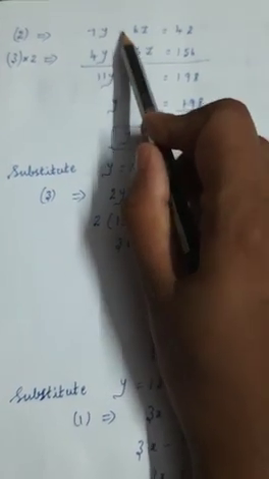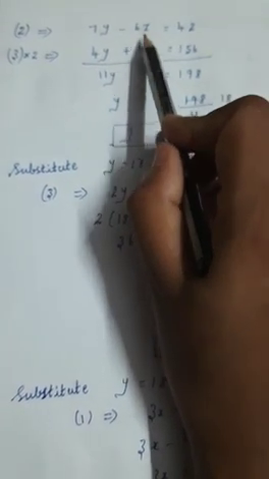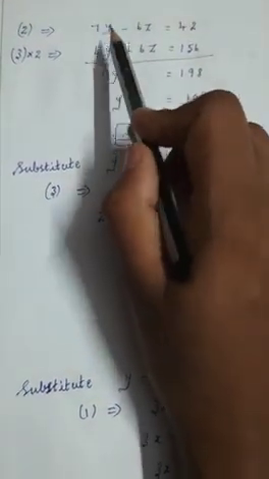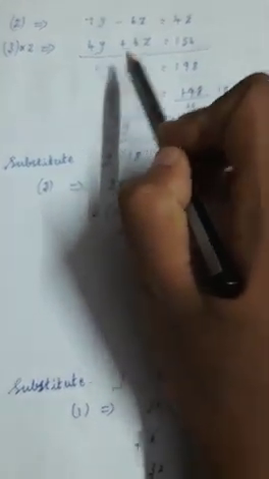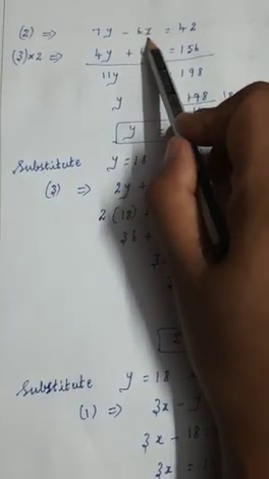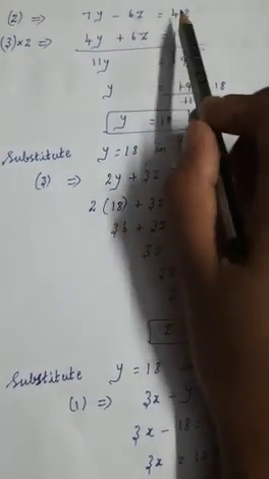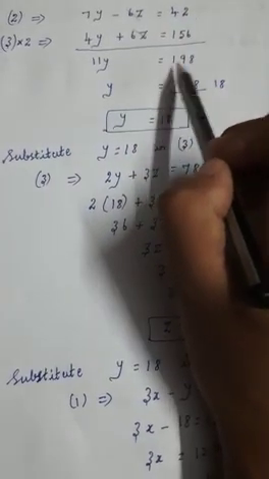Now see, here you want to add or subtract. You already have different signs, so if you add, you can eliminate this one. No need to subtract, you have to add. So 7y plus 4y is 11y. The minus 6z and plus 6z cancel, is equal to, adding here, 198.